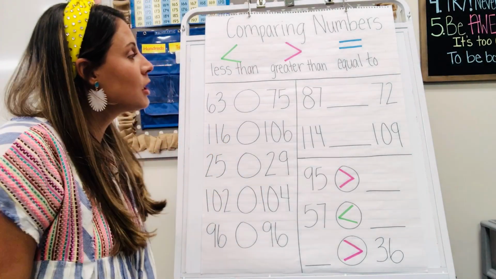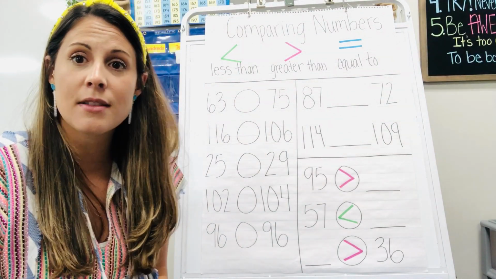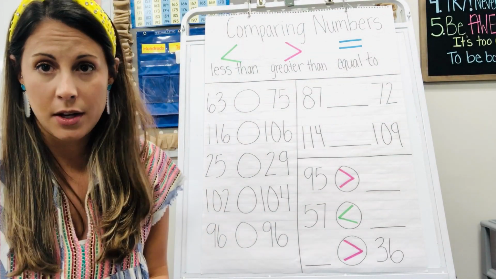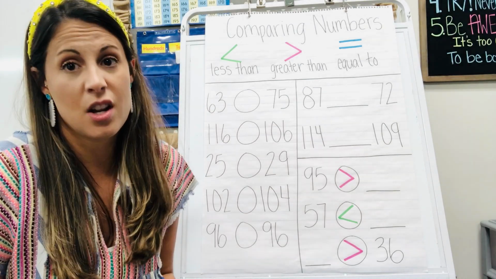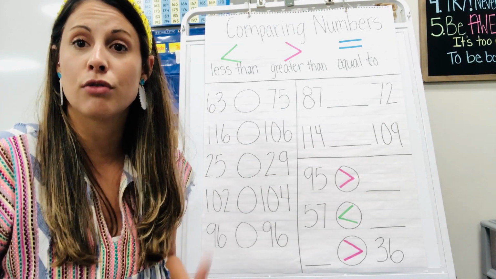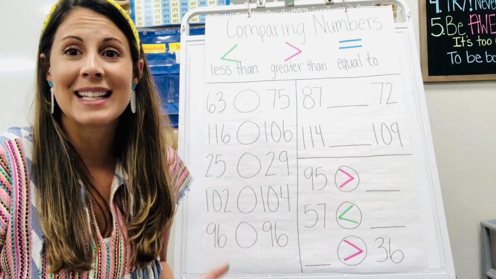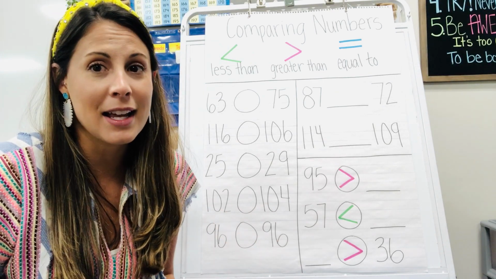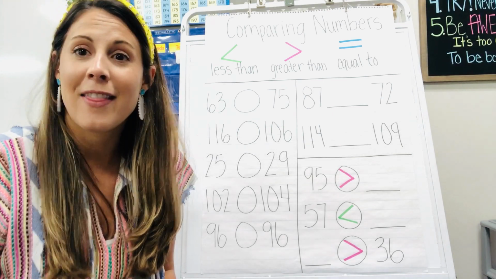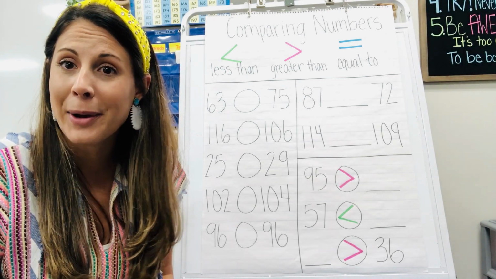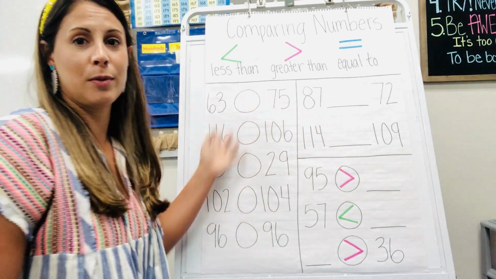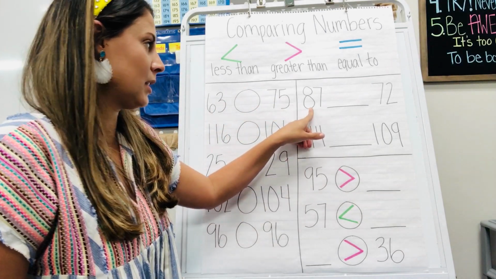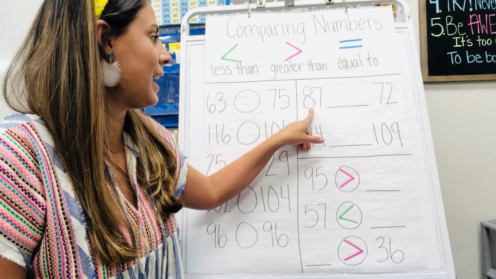So when we look at these numbers to compare them, we're going to use the place value. We're going to use our tens place and our ones place, or even our hundreds place, to figure out which number is greater and which number is less. And there might be one that is equal to, so keep your eye out, okay? All right, we're going to start on this side, and then we'll get to these. So let's start with this one.